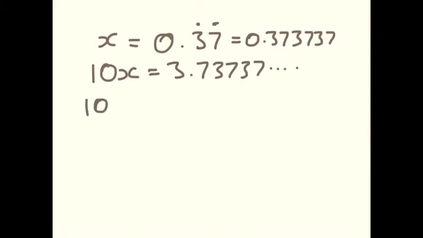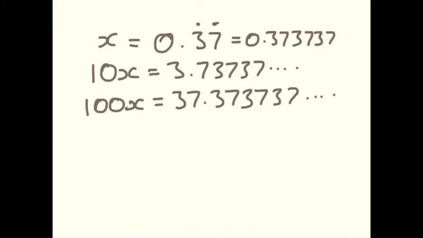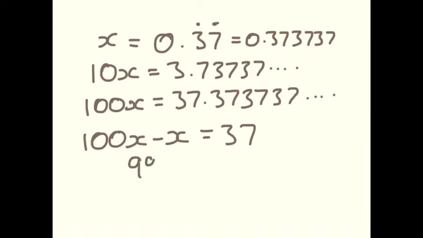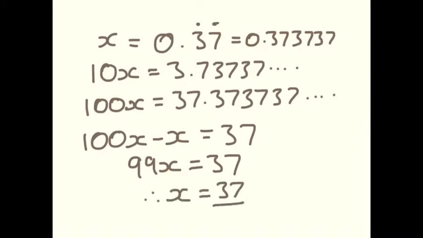We're going to times by 10 again, so actually this is going to be 100x. 100x would be 37.373737, etc. And now when we look, this decimal part here is the same as this decimal part here. This goes 3737, this goes 3737. So we do the same trick. 100x minus x is equal to 37. So now we've got 99x on the left is equal to 37, and so therefore x is equal to 37/99.